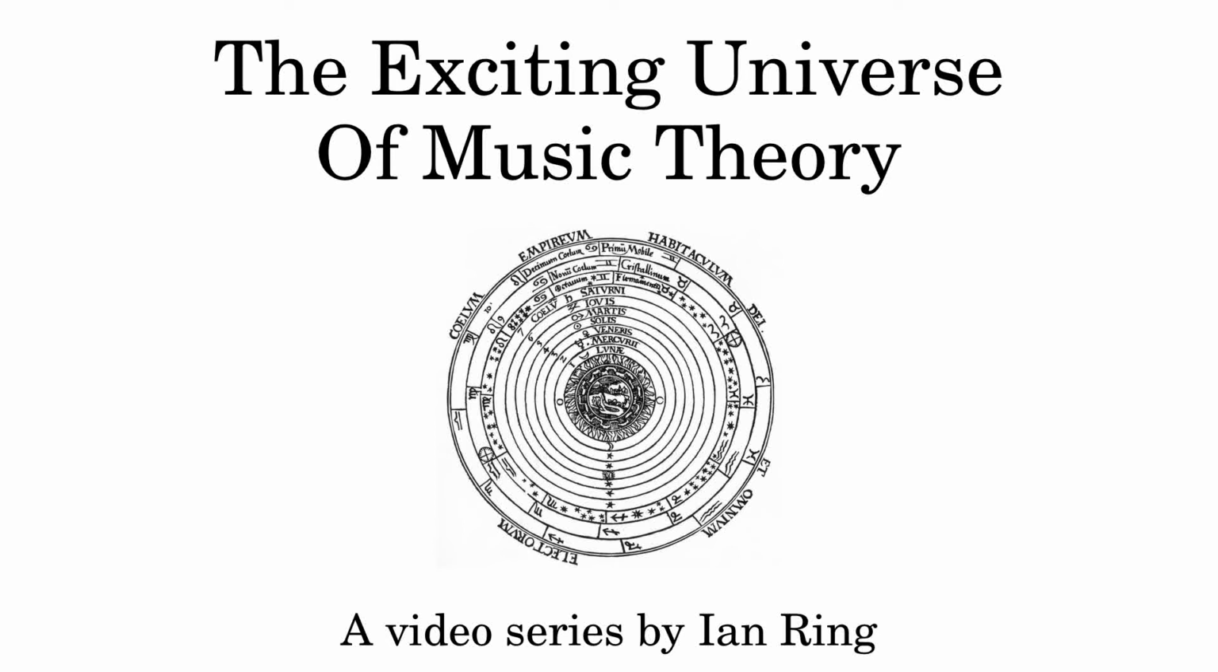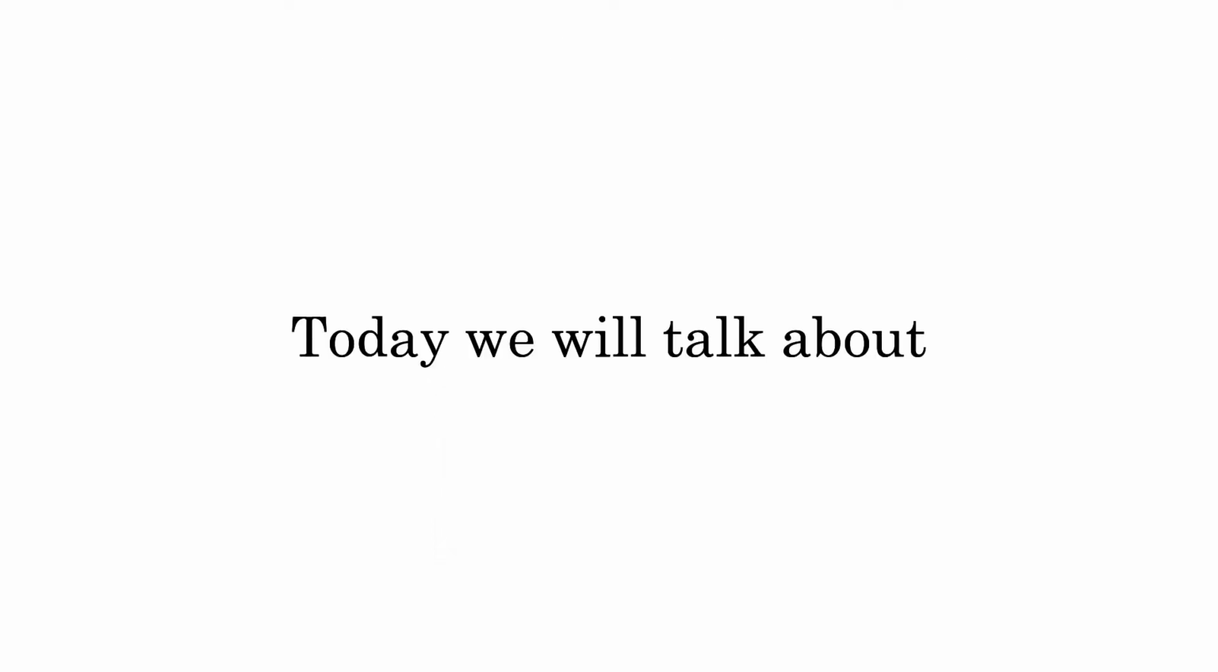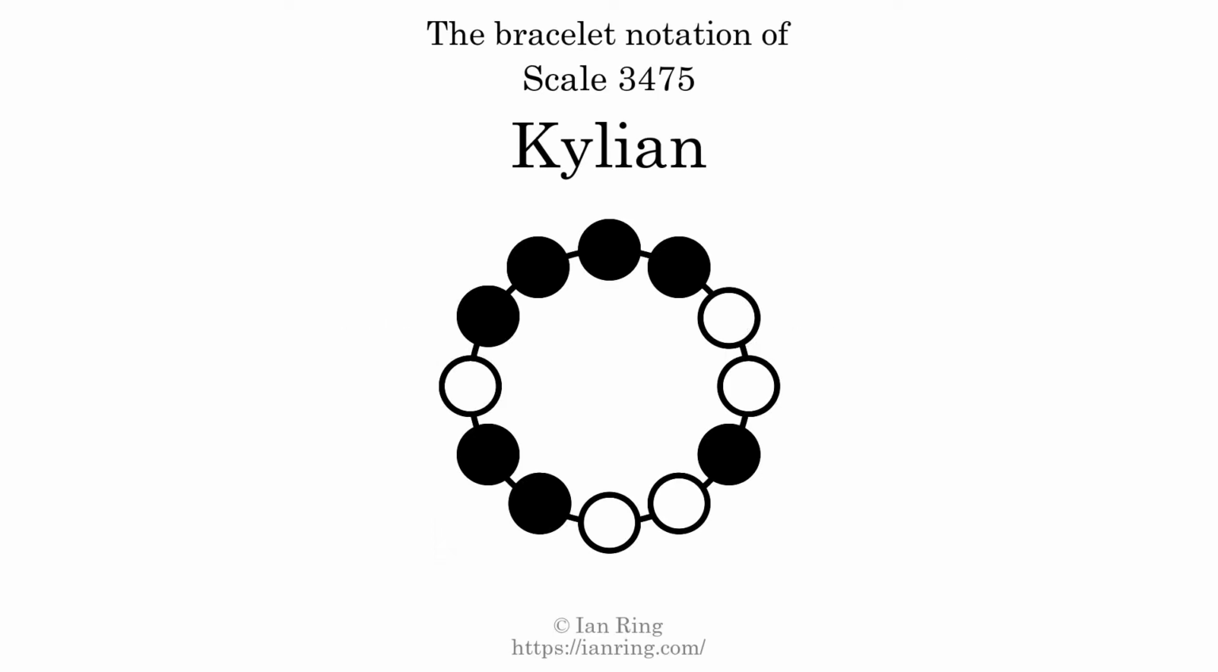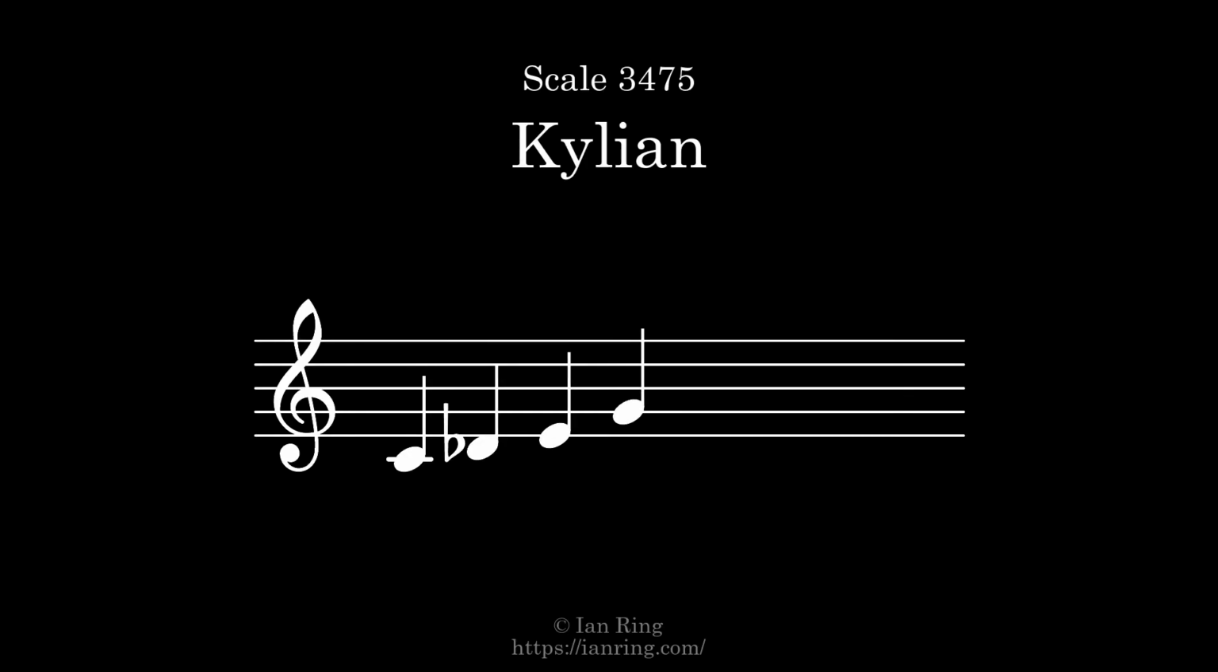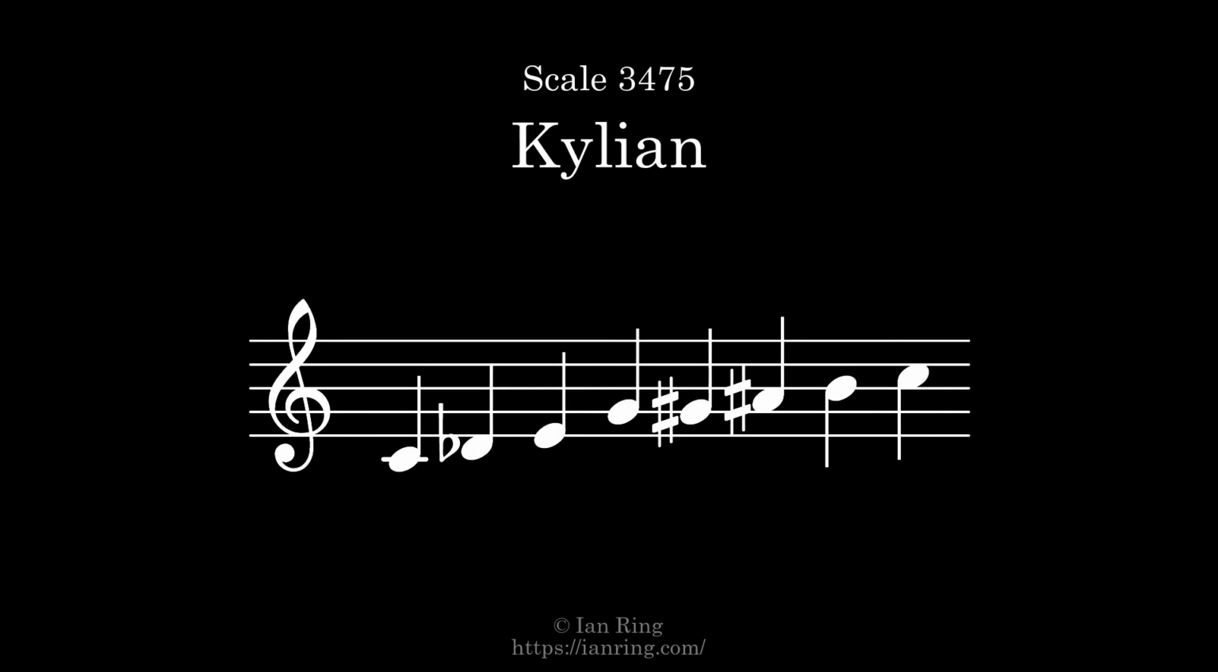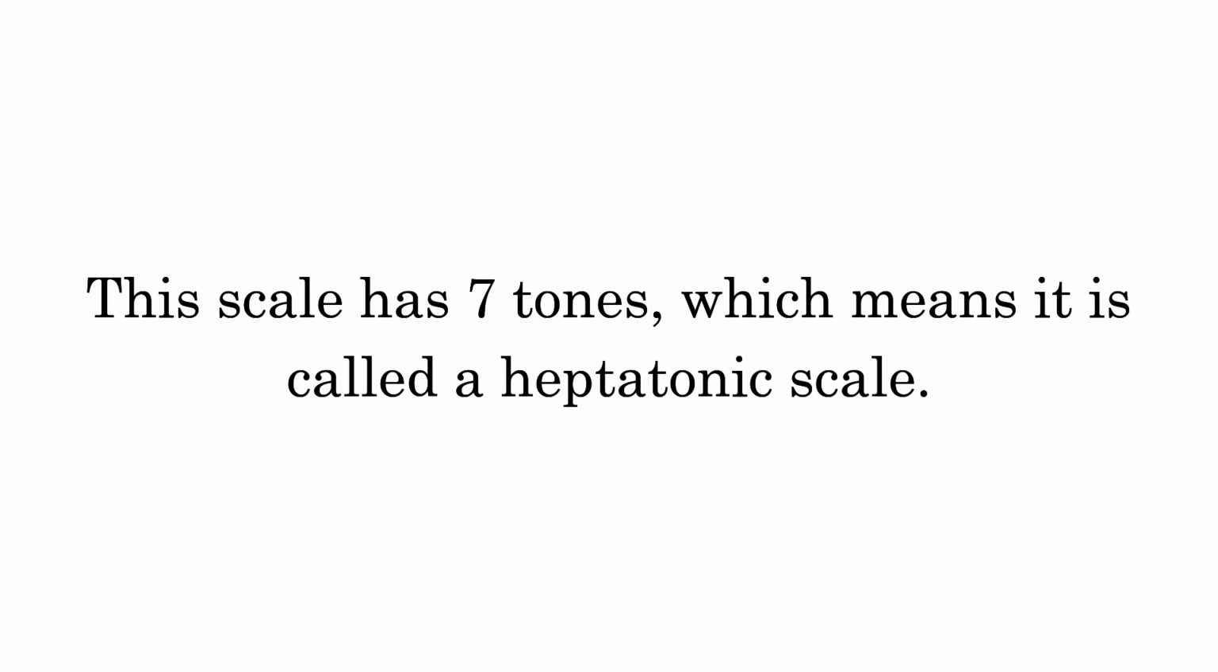Welcome to the exciting universe of music theory. Are you ready to learn? Then let's begin. Today we will talk about Scale 3475, Kylian, which sounds like this. This scale has 7 tones, which means it is called a heptatonic scale.